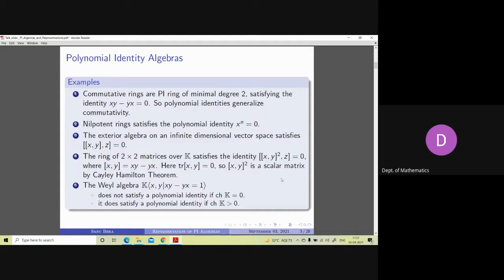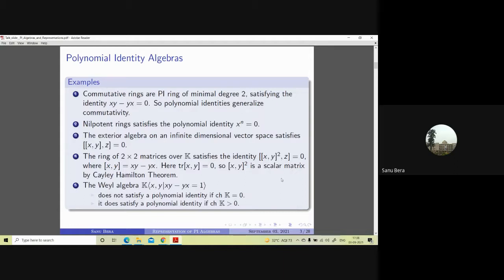If the trace is 0, then the square will be a scalar matrix, and why? I mean, if the trace is equal to 0, then why is it true that the square is a scalar matrix? Because of the Cayley-Hamilton theorem, actually. Suppose that A is a matrix whose trace is 0; how can I use the Cayley-Hamilton theorem to show that the square of the matrix is a scalar matrix? Because we are considering only 2 by 2 matrices, not general n by n matrices.